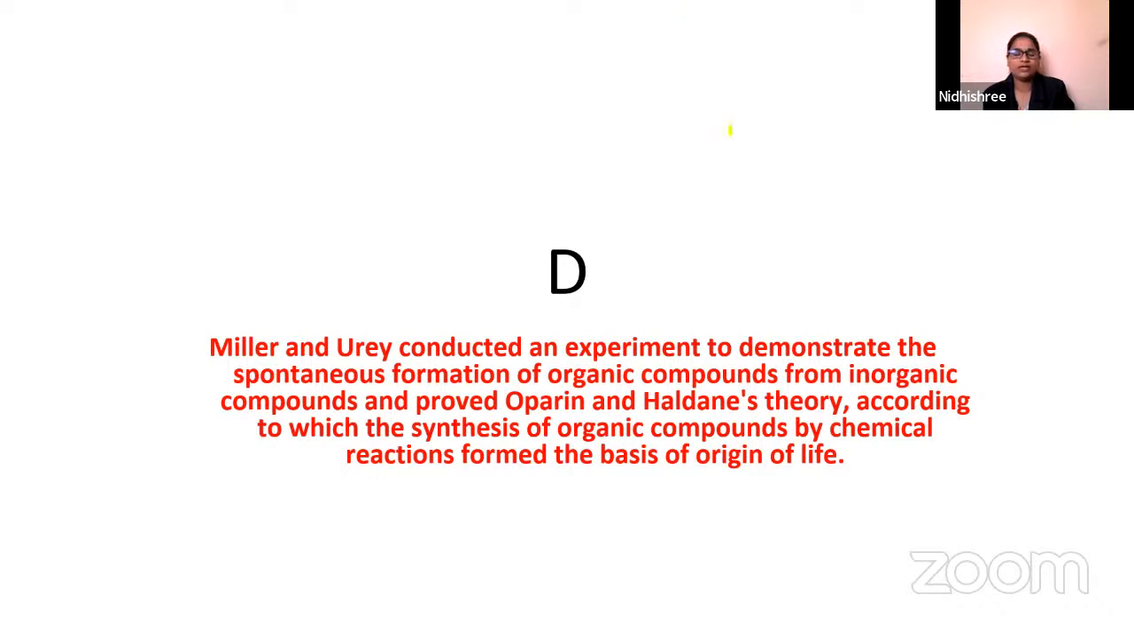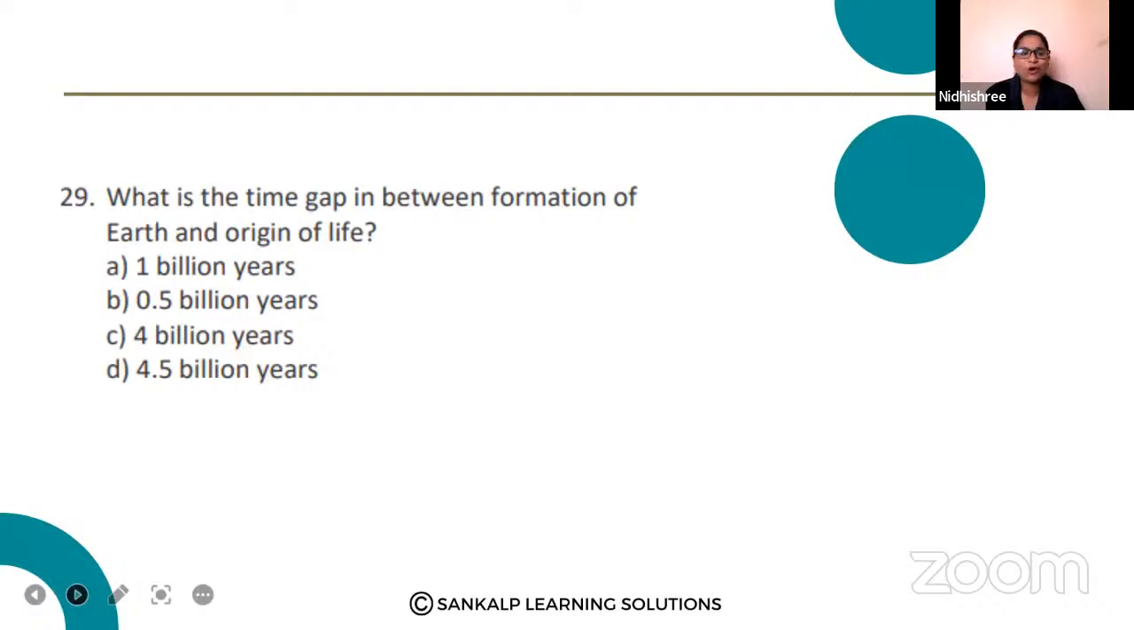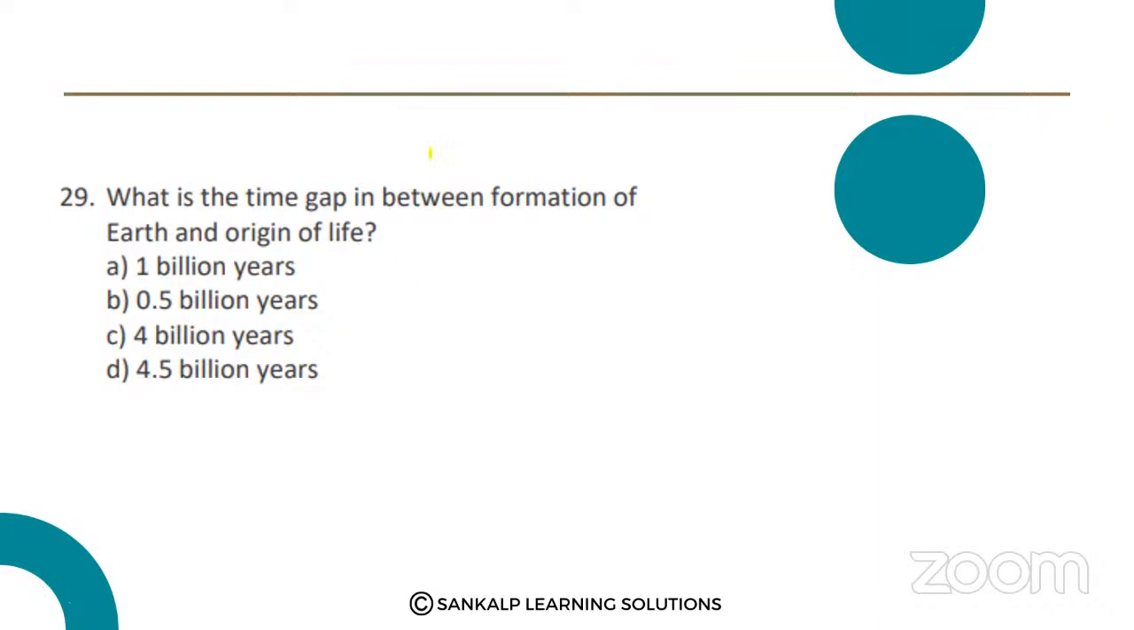Okay, fine. Now, let us proceed to the next question. What is the time gap in between formation of Earth and origin of life? Option A 1 billion years, option B 0.5 billion years, option C 4 billion years, option D 4.5 billion years. Option D, ma'am. Option C, ma'am. Yes. Option C, ma'am. Chandru option C.